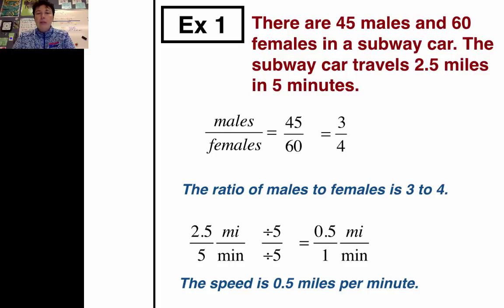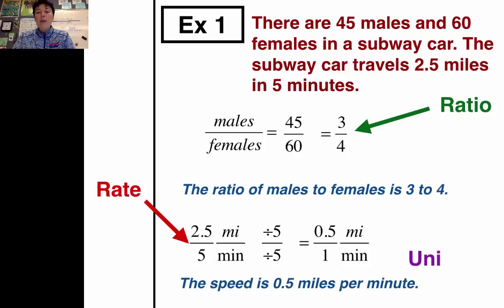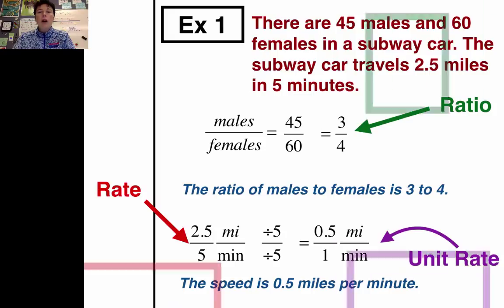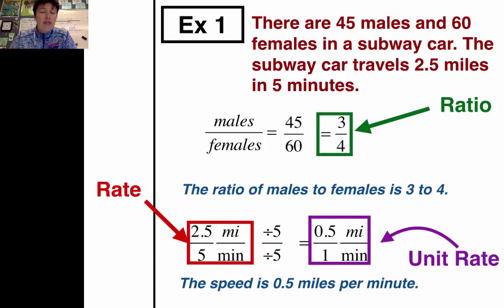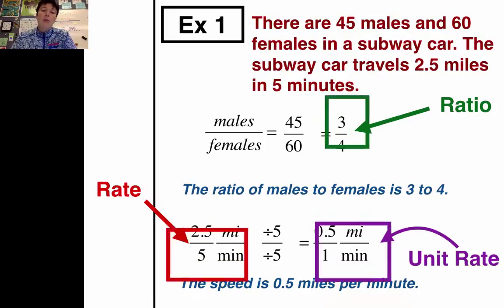So what do we have here? Well, we haven't solved anything, but we've written out a lot. So we have a ratio. 3/4 is a ratio. We've got a rate. 2.5 miles in 5 minutes, that's a speed, that's a rate. And then we have a unit rate, 0.5 miles in 1 minute. So all of these are different ways of describing what's going on in this subway car.